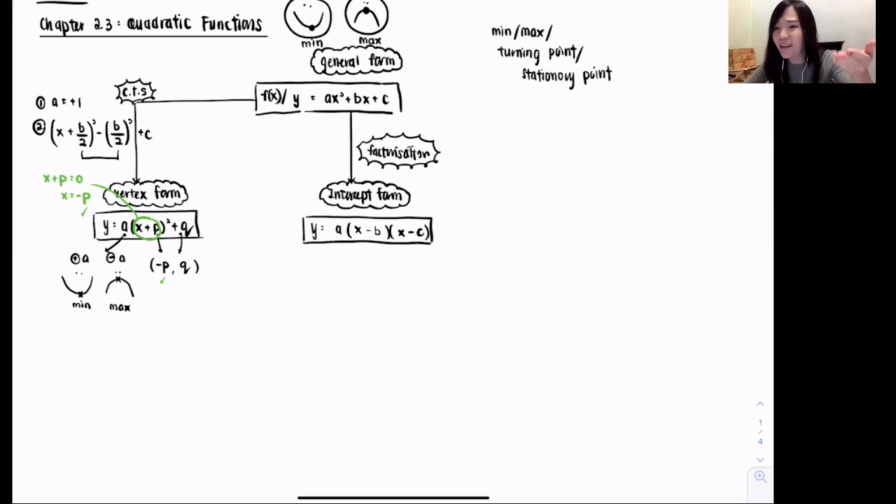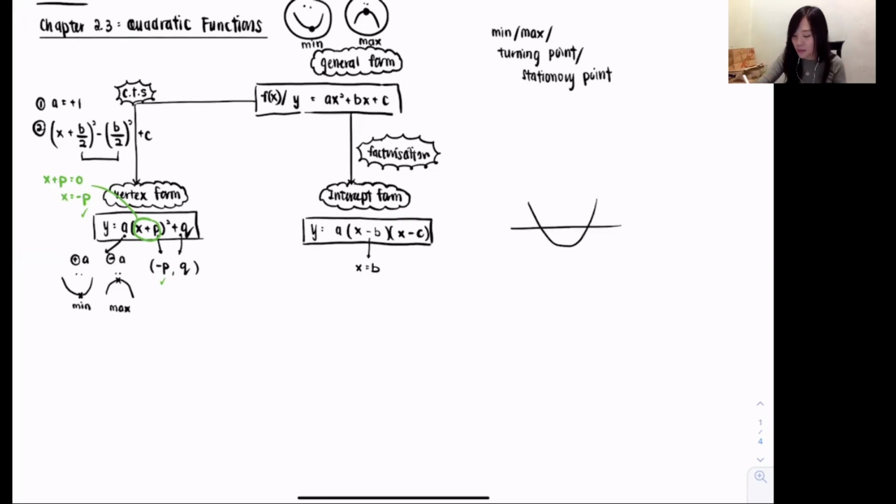So how do you get the maximum or minimum point when you have intercept form? This intercept form will give you the x-intercepts of the equation. From here, you will get x is b. Because when we write back, we always reverse. You remember that? So if you write back, it will be x equals c. So that means now my curve, let's say it's a happy face, will actually pass through the x-axis at two points, one of it is b, one of it is c.